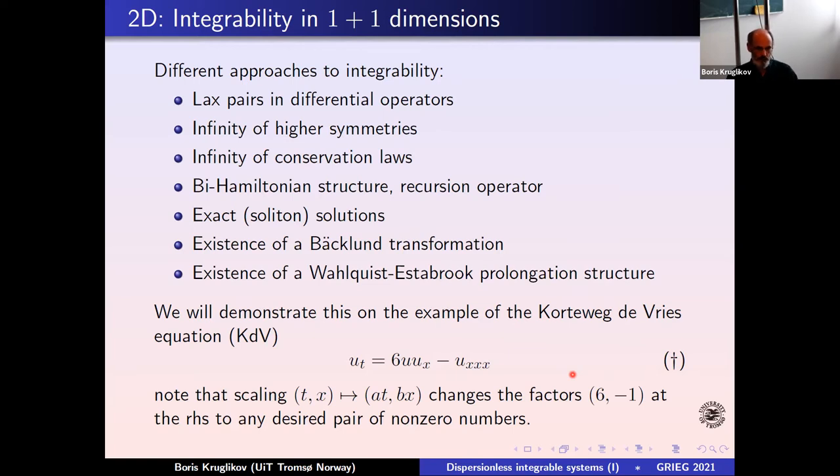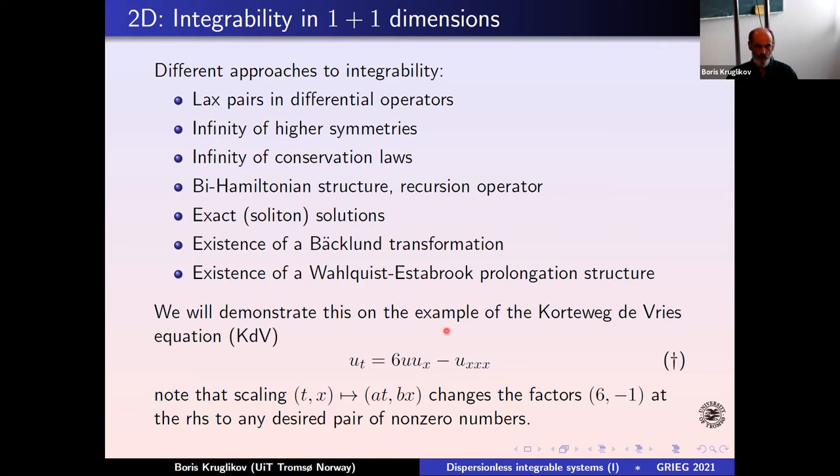I will demonstrate many of those things now on the example of the KdV equation. The Korteweg-de Vries equation is such an evolutionary equation. It is third order, and you see the nonlinearity comes in first order, otherwise the terms are linear. The coefficients I chose are six here and minus one here. They vary from source to source.